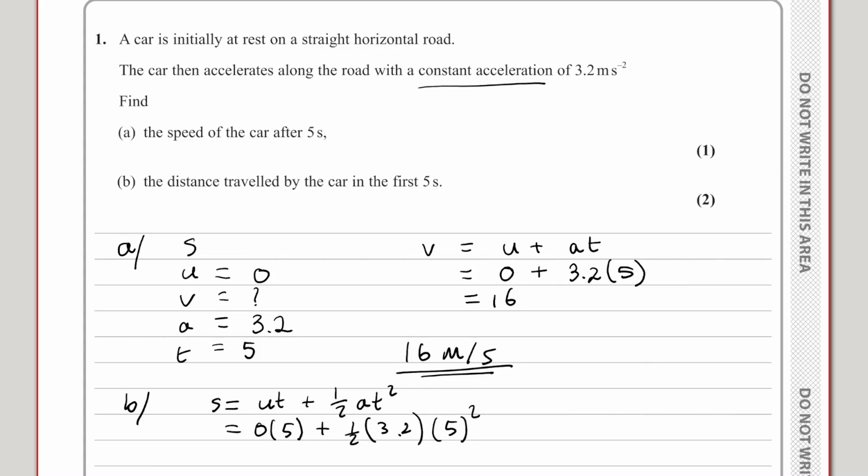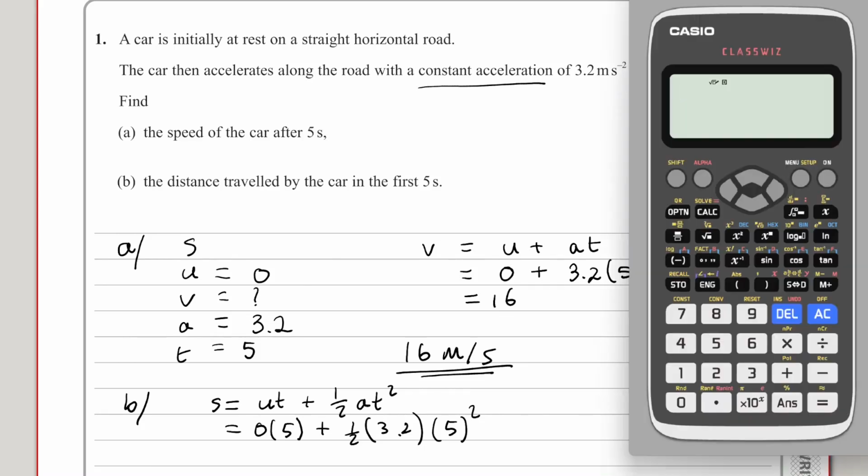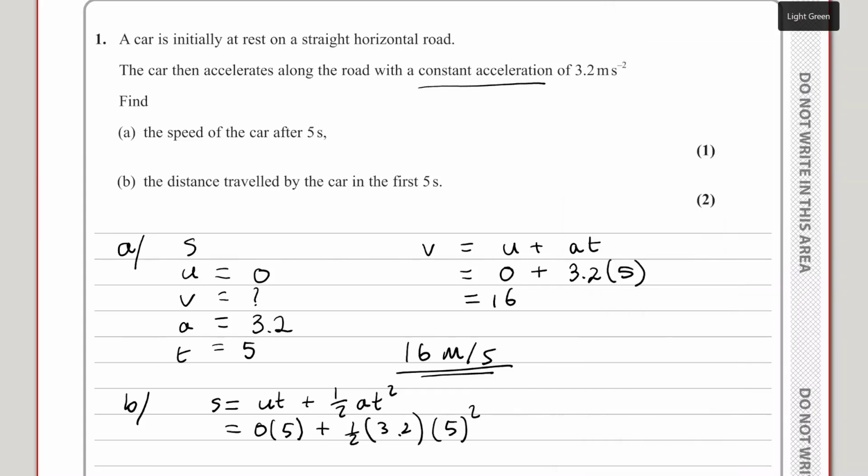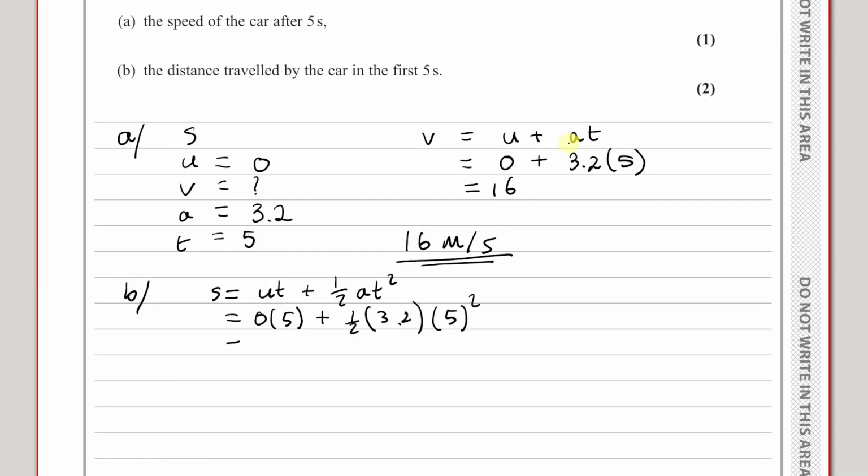And we can just type that into the calculator. So 0 times 5 is 0. So we just want half times 3.2 times 5 squared. And we get 40. So that is 40 meters.